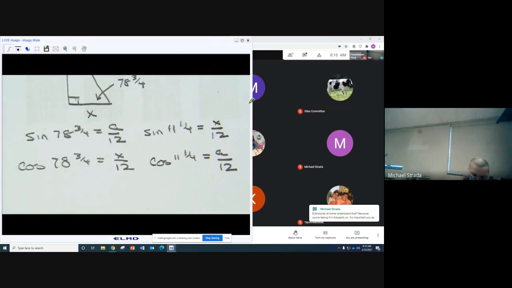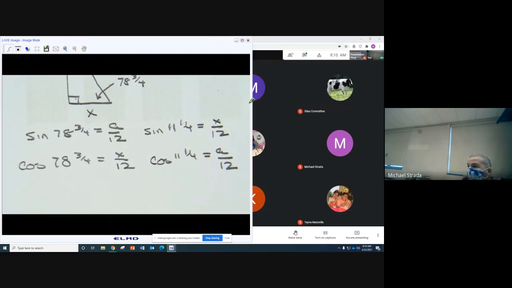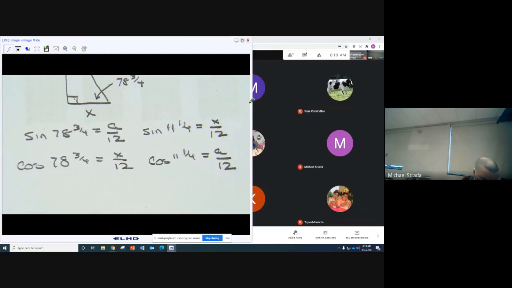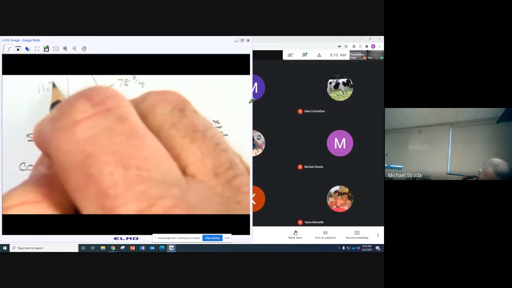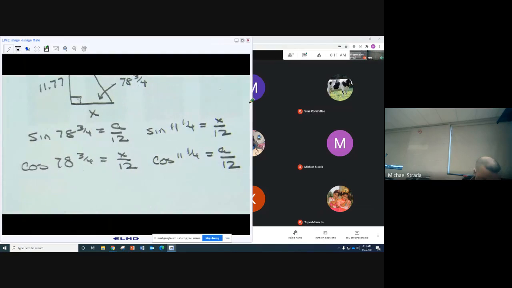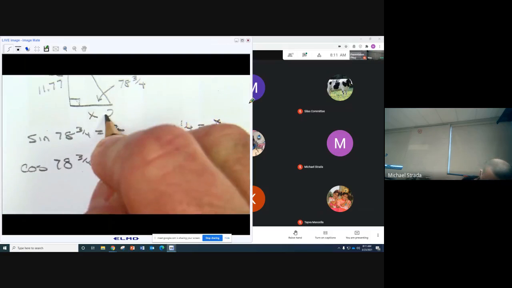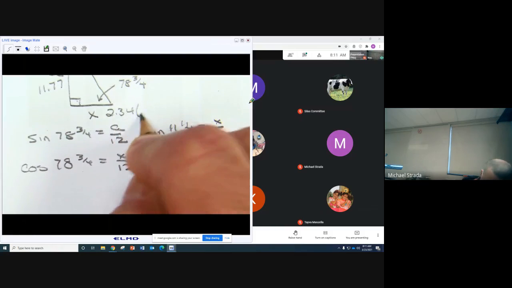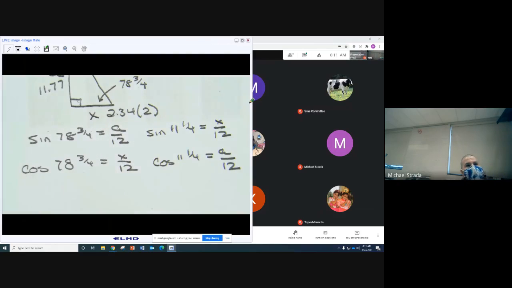Okay, so now when I do 12 sine, I don't need to see the multiplication or anything like that. If you just want to do that multiplication, 12 sine 78.75, this ends up being 11.77. And when I do 12 cosine 78.75, I get 2.34. And then to do the area, I multiply by 2.